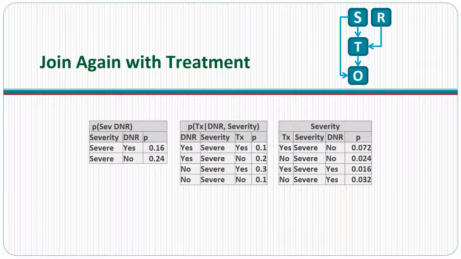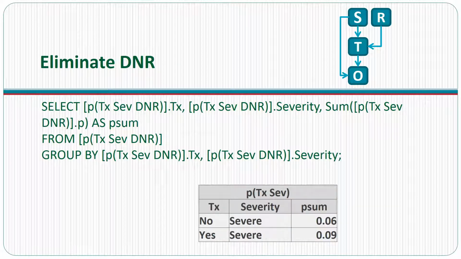The resulting table is provided here. Note that only severe cases are carried through the join, as the earlier tables do not have cases of not severely ill patients. Note that the probability in the resulting tables do not add up to 1. This is okay. These estimates do not have to add up to 1. We can now remove the DNR variable, as it is no longer in use in any remaining table. We can eliminate DNR by grouping by the other variables in the table and summing across DNR. The code and the result are shown here.